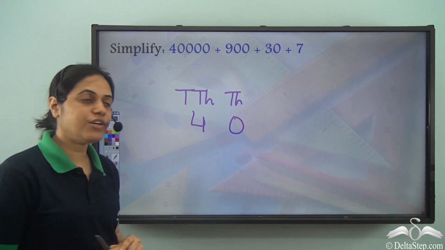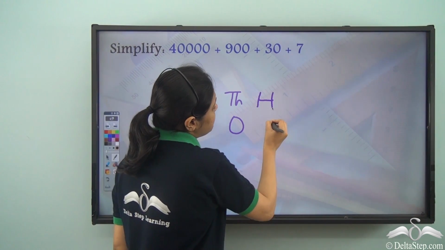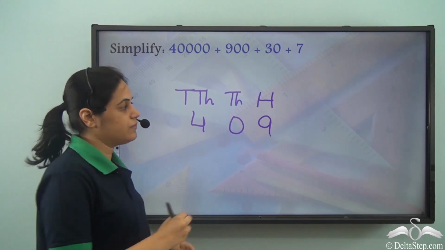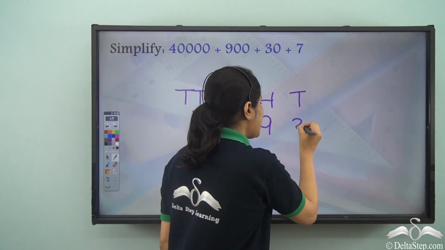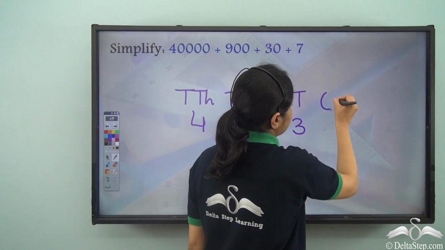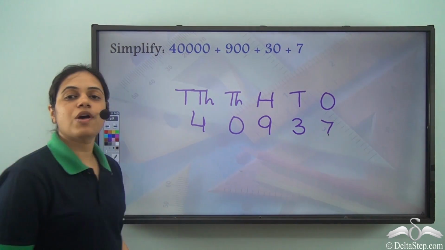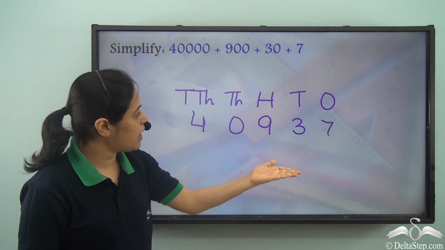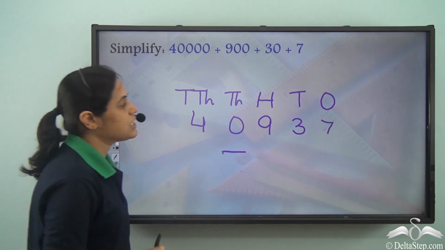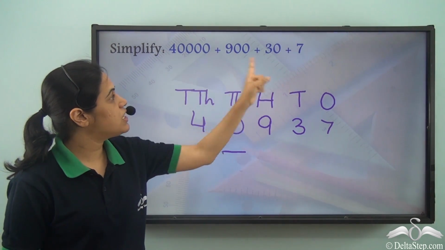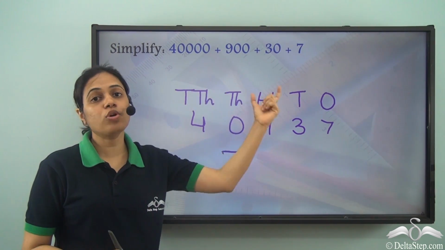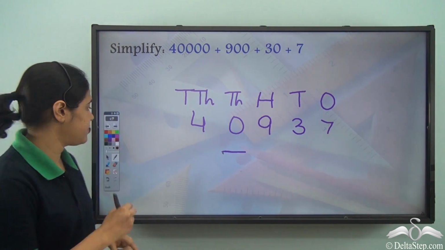Then I have 900. So in the hundreds place, I will have 9 hundreds. Then I have 30. So in the tens place, I'll have 3. 30 is 3 tens. And I have 7. So 7 into 1 is 7. So I have 7 ones. So this is the number 40,937. So you see, there is a 0 in the thousands place because there is no term representing the thousands. There are no thousands. That means 0 thousands.